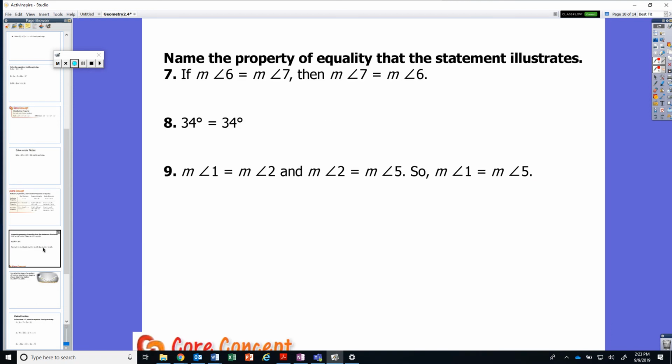So let's look at how we can identify a couple of these. It says if the measure of angle 6 equals the measure of angle 7, then we make the conclusion the measure of angle 7 equals the measure of angle 6. What property of equality illustrates this statement? Well, let's think about it. All I'm doing is reading the equal sign from right to left instead of from left to right. So that's exactly how we utilize our symmetric property of equality.